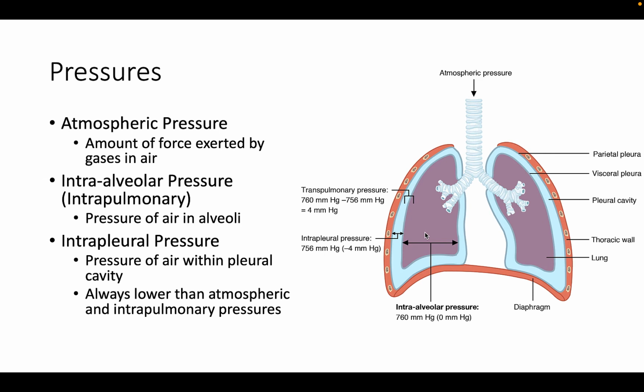Intrapleural pressure is the pressure of the air within the pleural cavity, so the space between the musculature and the lungs themselves. So between the visceral and parietal pleura, we have this intrapleural pressure, the pleural cavity. Similar to the intraalveolar pressure, the intrapleural pressure also changes during the different phases of breathing. However, due to certain characteristics of the lungs, the intrapleural pressure will always be lower or negative to the intraalveolar pressure and therefore the atmospheric pressure. So the intrapleural pressure will always be negative compared to these two.